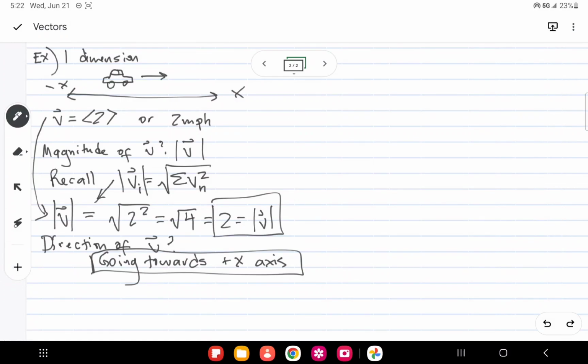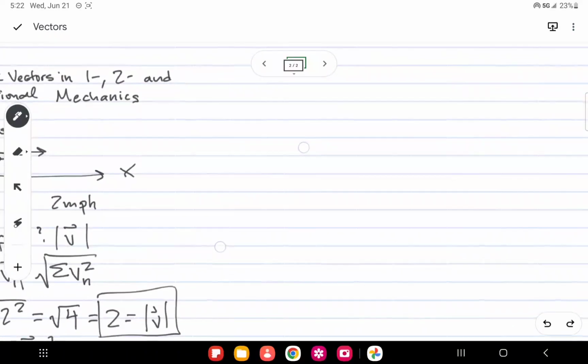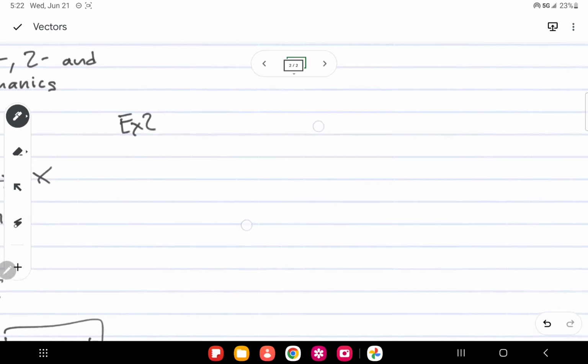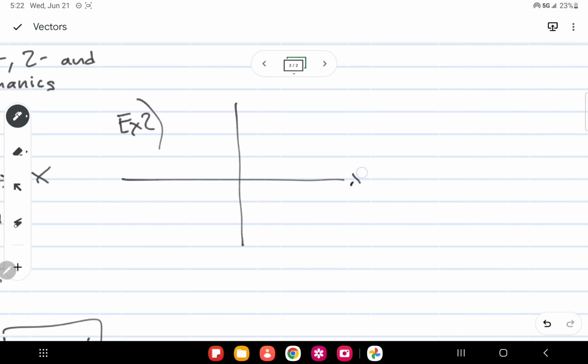Now let's move on to two-dimensional vectors. Example 2. Remember, you're more than welcome to pause this video if you would like to attempt to figure out how to do these problems. Then you can always unpause the video so you can go over the problem with me. Let's say that now you have the x and the y axes. Okay?